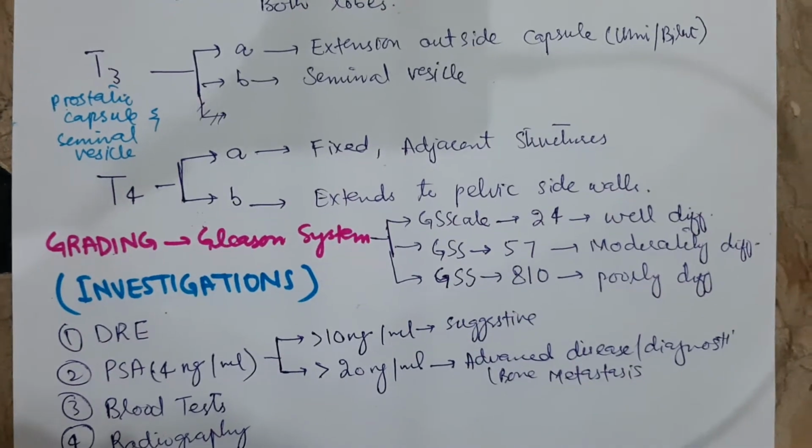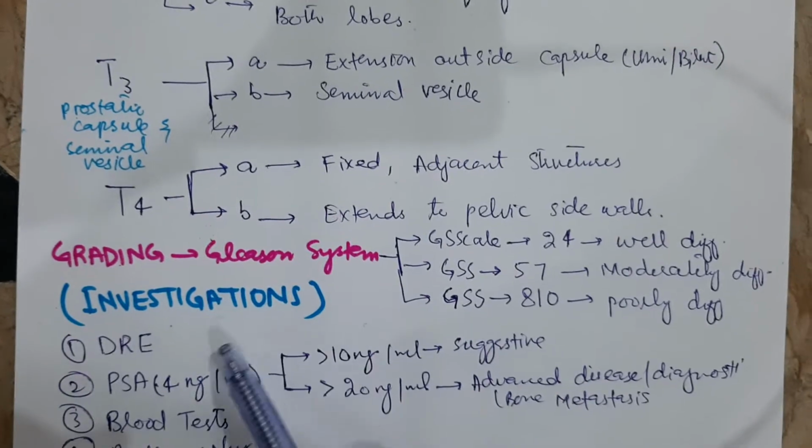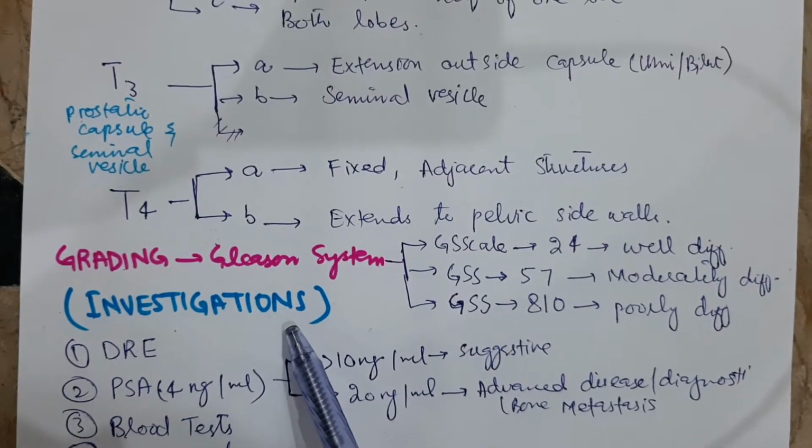Grading of the prostatic carcinoma. The Gleason system is used to grade the carcinoma of the prostate based on the gland formation characteristics and differentiation of the tumor.